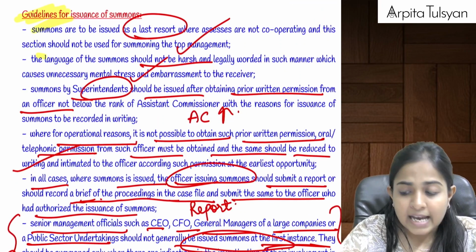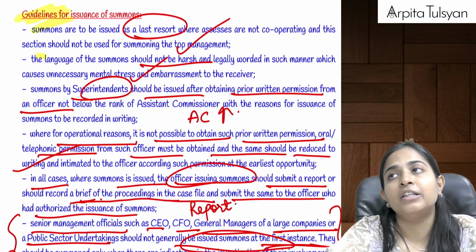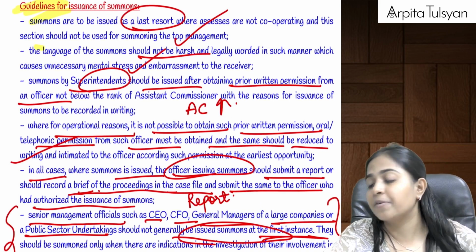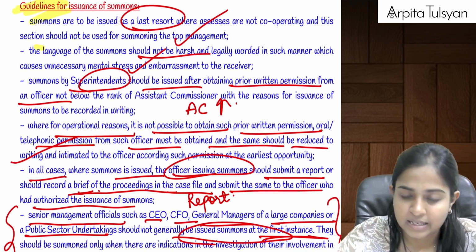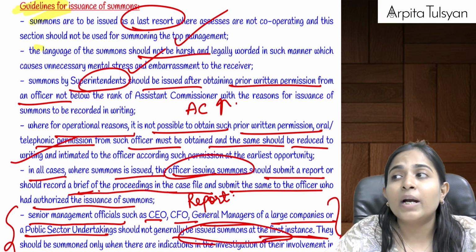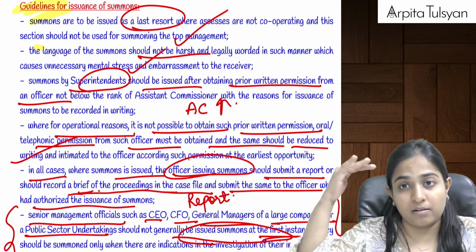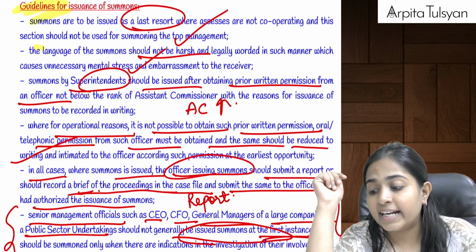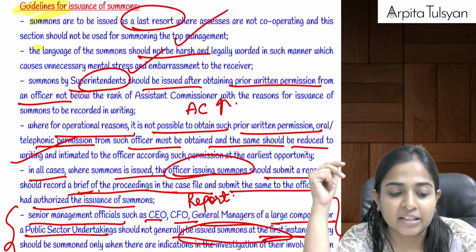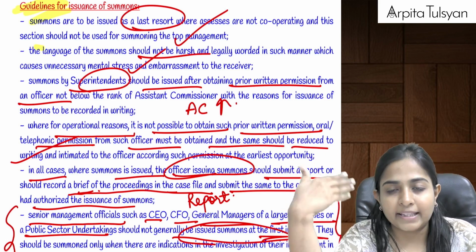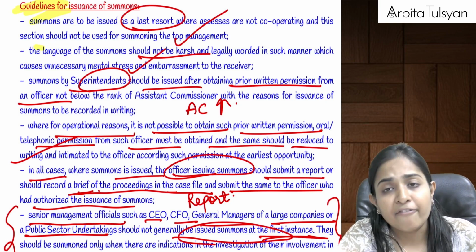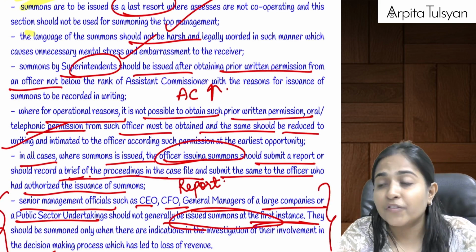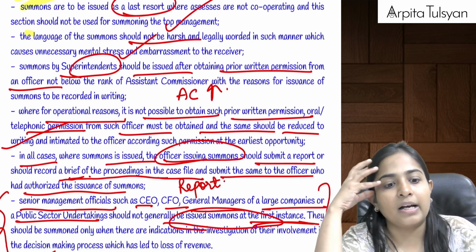Are you clear with this? Just like I mentioned, if the person to whom we are planning to give a summons is not cooperating, then only you have to issue a summons, not otherwise. When you are giving a summons to big companies, managers, CEOs, CFOs, etc., they say please don't directly give them the summons at the first instance. Try to gather evidence against them from elsewhere, and if that does not work, then only give them a summons. The language of the summons should also not be harsh, because otherwise it will create harassment for them.